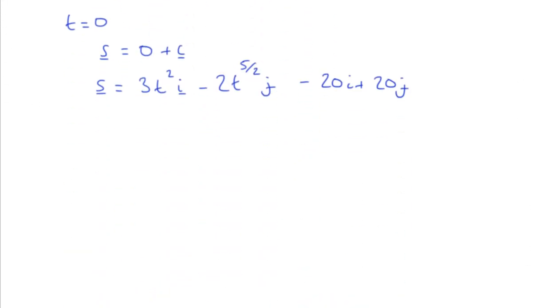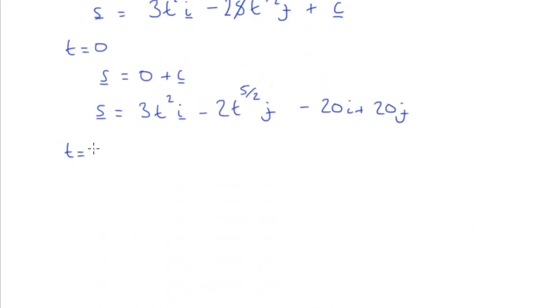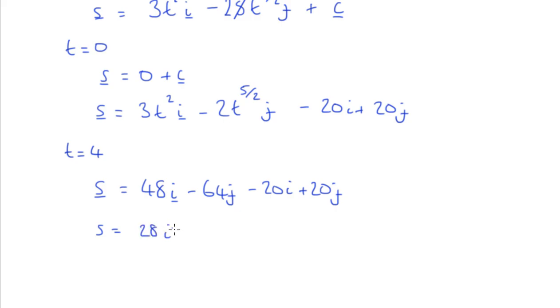And then we can substitute when t equals 4 to get the actual final displacement at that point. t squared is going to be 16, 16 times 3 is 48. 4 to the power of 5 over 2 is 2 to the 5, which is 32, times 2 again is 64. And then minus 20i plus 20j, which will give us 28i and minus 44j.